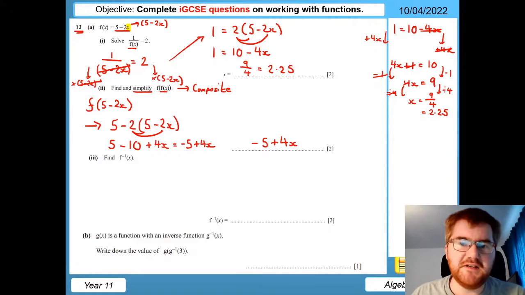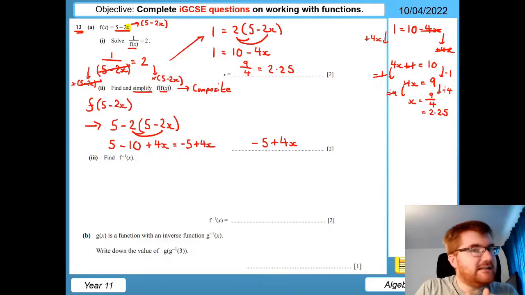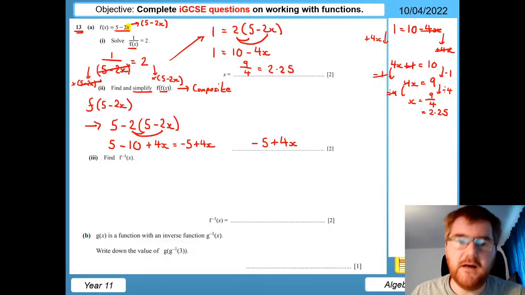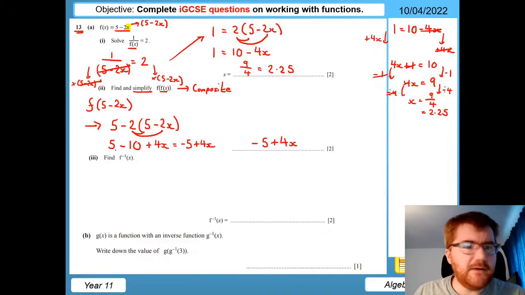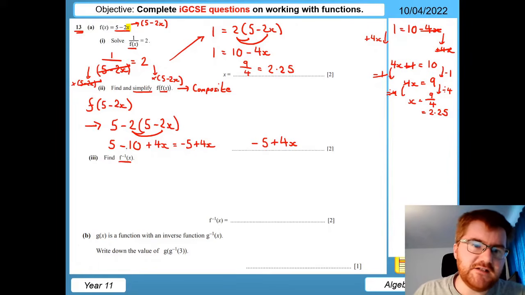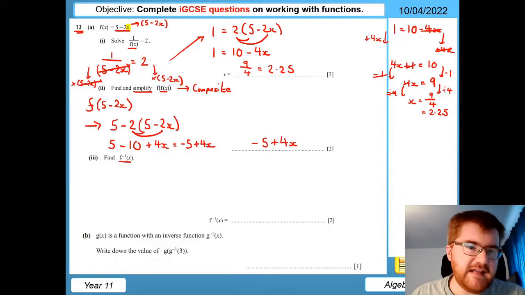So if you don't put minus 5 plus 4x explicitly, you won't get all the marks. Now the next part is also a very, very standard question on IGCSE. So find the inverse of f. So if you see f to the power of minus 1, this is asking for the inverse.